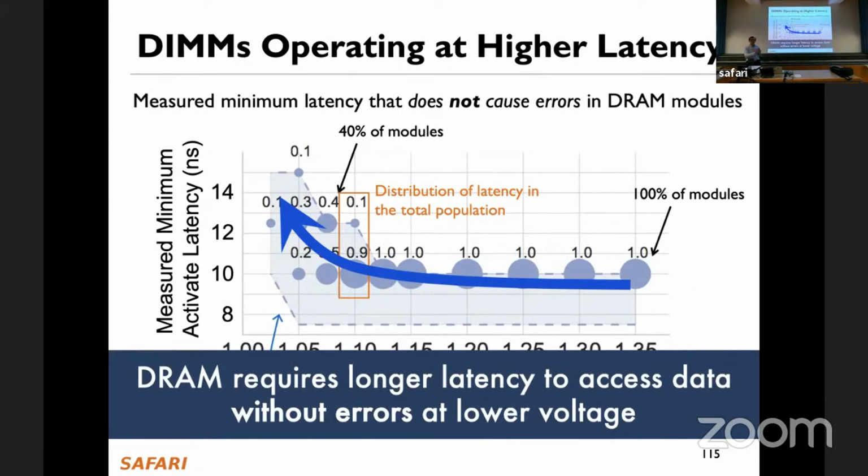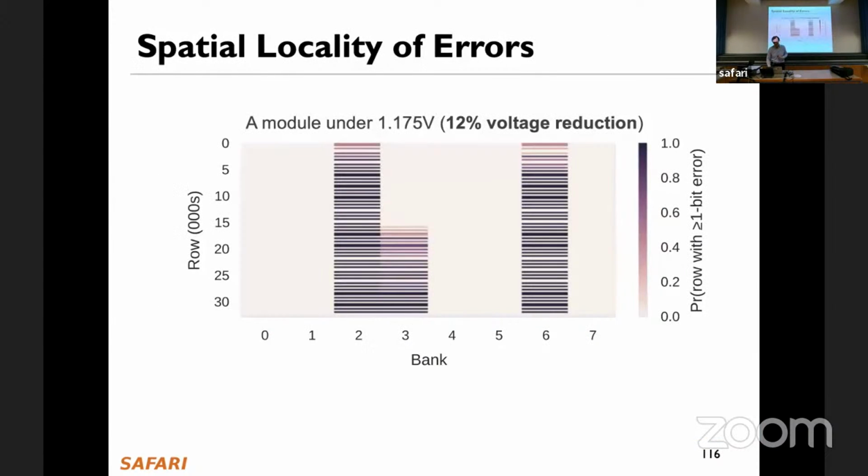Clearly you can exploit this trade-off. You can reduce voltage somewhat aggressively. You can increase the latency so that you don't get errors. And there's also an ECC lever you can play, but we're not going to talk about that because this work doesn't do that.